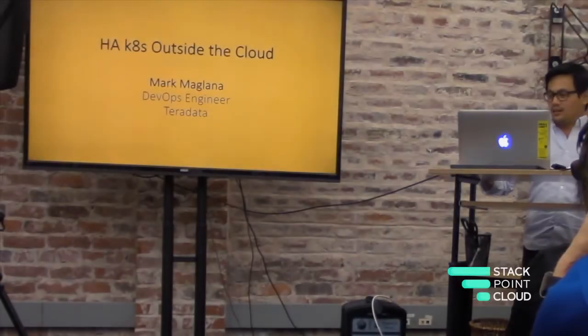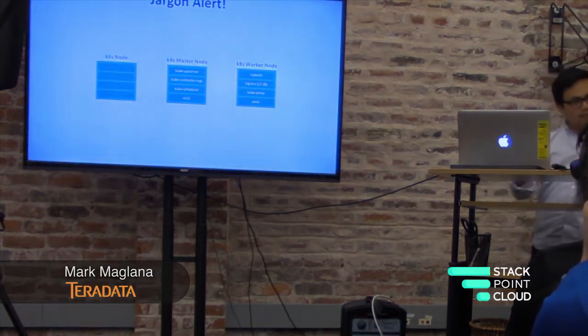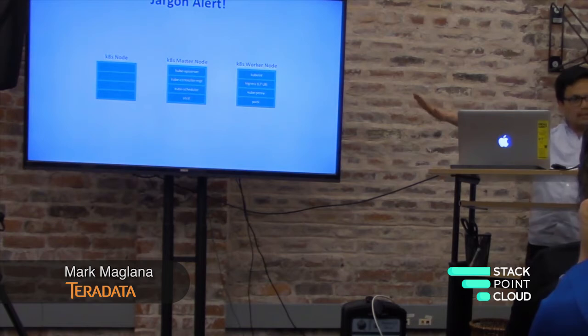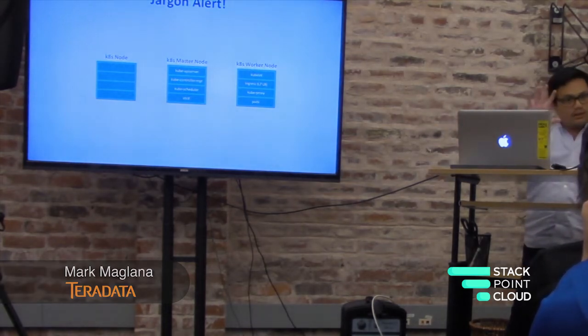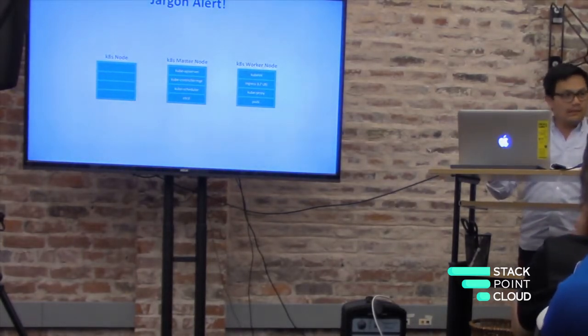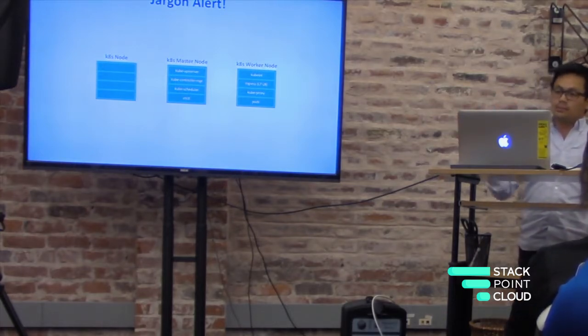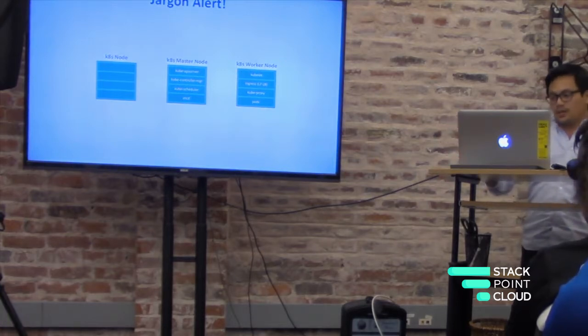Kubernetes outside the cloud. So, some jargon alert. We all know that this is not the only way to deploy Kubernetes, but we'll standardize for the purpose of this talk. We have a Kubernetes node that's generic. We have a Kubernetes master node, which has API server, controller manager, kube scheduler, and etcd. And we'll have a Kubernetes worker node, which has the kubelet, ingress, kube-proxy, and all of the pods that will be running in your cluster. That's one jargon: Kubernetes master, Kubernetes worker.